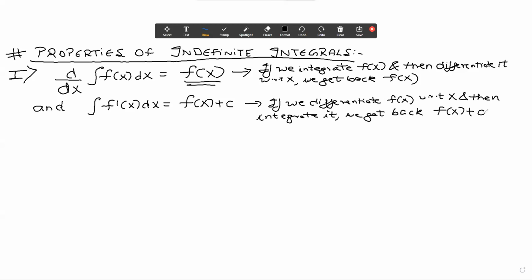So every mathematical sentence you should be able to understand it logically also. If I integrate a function and then differentiate it, I will get back the function itself. And if I differentiate a function and then integrate it, I will get back the function plus the constant of integration.